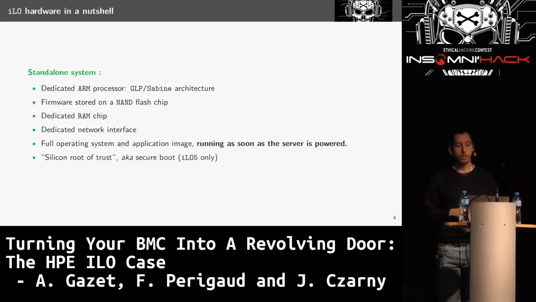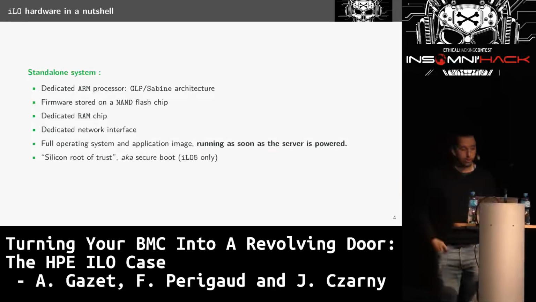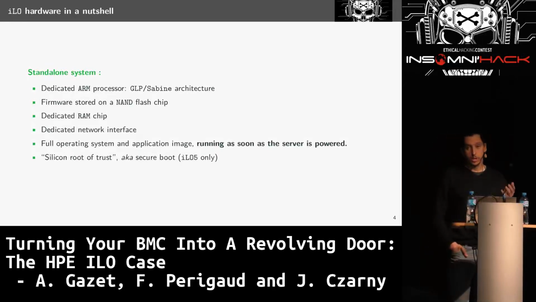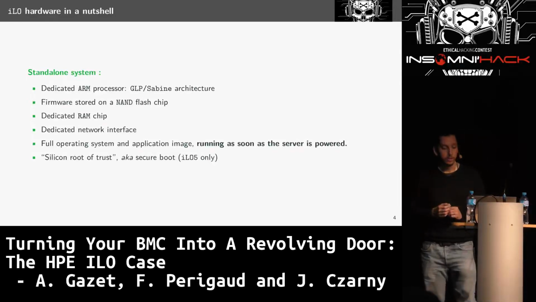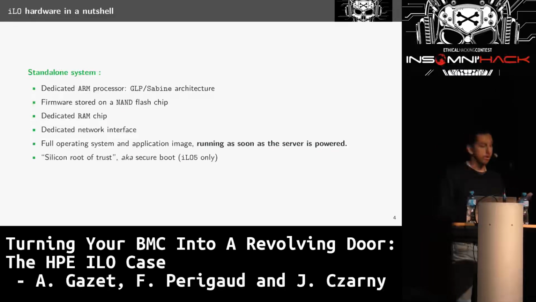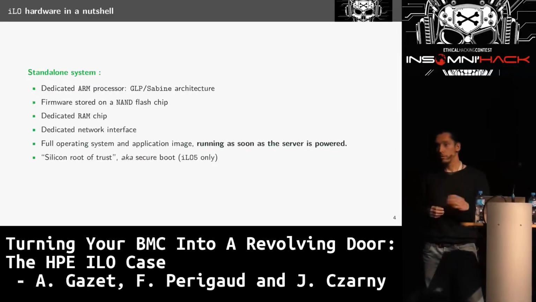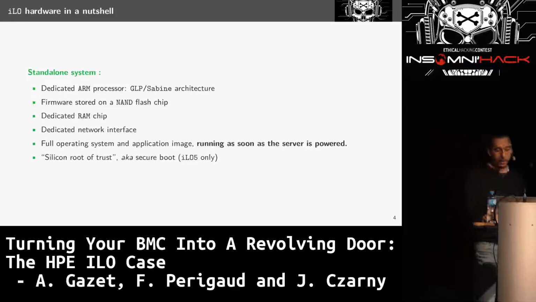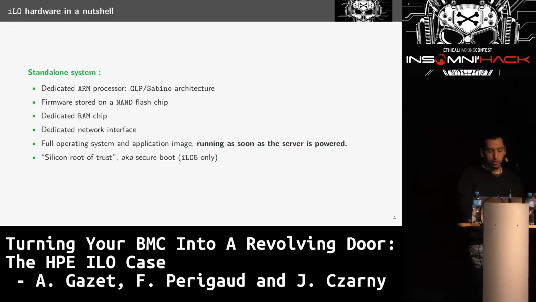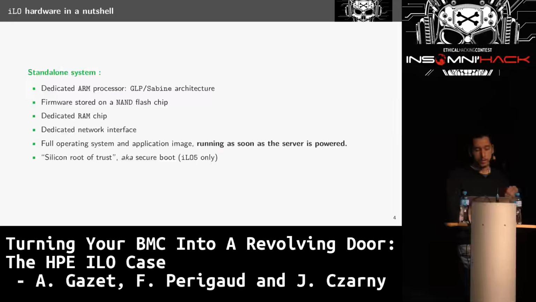Yeah, it's very important to keep in mind that it's really a standalone system running alongside your main CPUs and your main operating system. For iLO chip, it has a dedicated ARM processor, dedicated NAND flash chip, dedicated RAM, also dedicated network interface. That's very important. And of course, there is a full operating system and application image that runs as soon as your server is plugged in, even when it is powered off. Even if your main operating system, Linux or Windows, is shut down, the iLO will be running. And something important we will see at the end of this talk is there is a silicon root of trust introduced with iLO 5 systems.